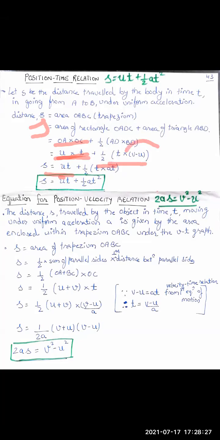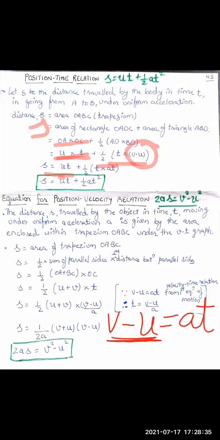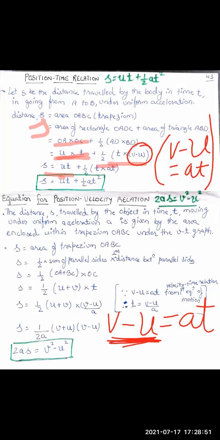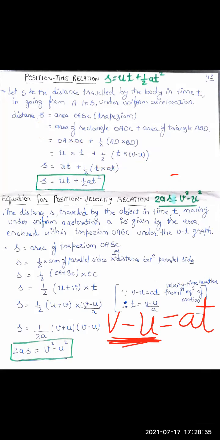Now children, we know the first equation of motion, V minus U equals AT. So instead of V minus U, we can write AT. Here we can also write the reason why we are doing this. We'll write from equation number 1, V minus U is equal to AT. So instead of V minus U, we'll put the value AT, right? Now let's multiply and see what we are getting. And I think we have reached the final result.